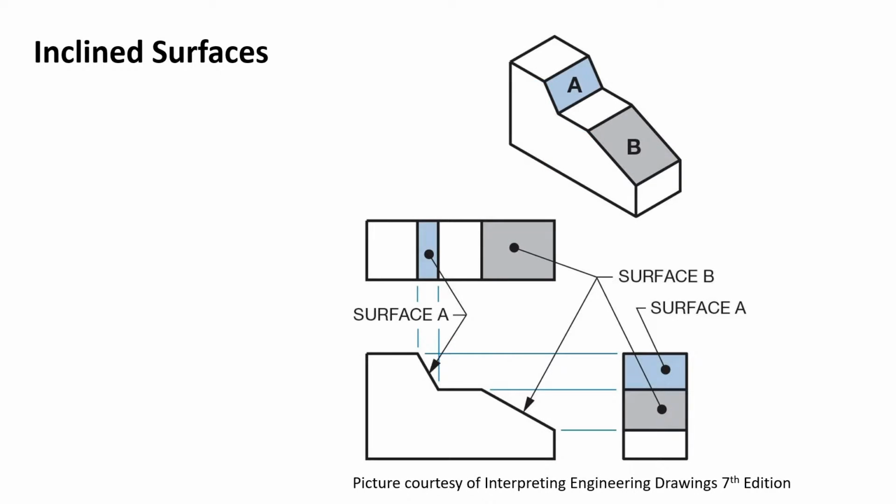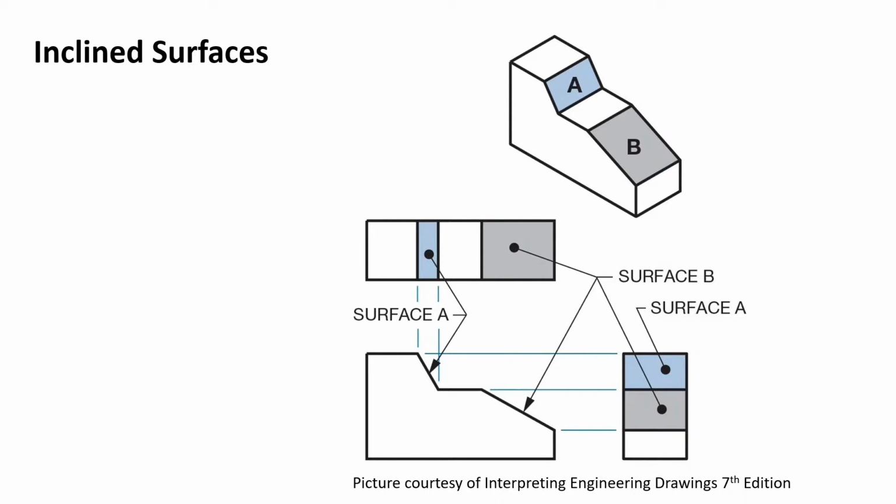When a surface is sloped or inclined in only one direction, it is not seen in its true shape in the top, front, or side view. It is seen in two views as a distorted surface, and on the third surface it appears as a line.